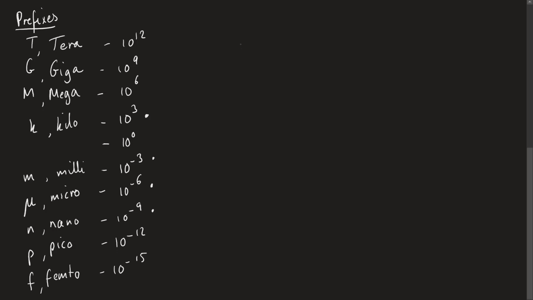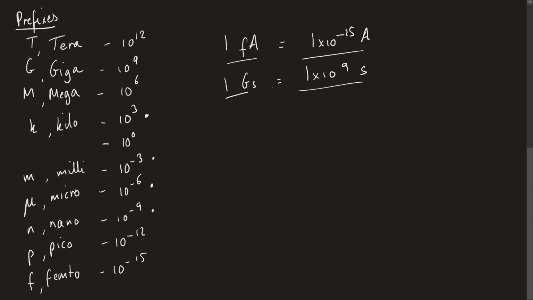So if you have something that is saying, let's have a femto amp. This is ridiculously small, but this would just be 1 amp. So let's say we had 1 femto amp. I could write this as 1 times 10 to the minus 15 amps. We'll usually get amps to be milliamps, or sometimes microamps. Let's say I had 1 gigasecond, I could write that as 1 times 10 to the 9 seconds. And these two sides mean exactly the same thing. These are just converting between the two.